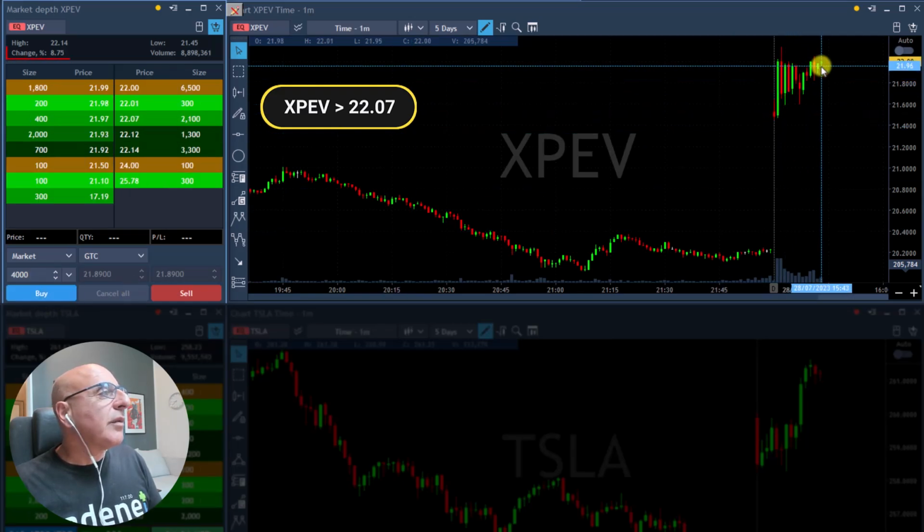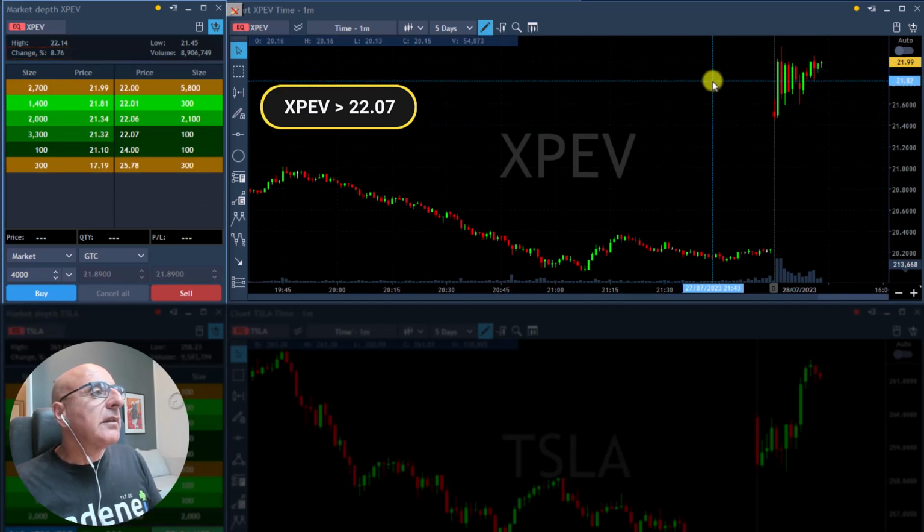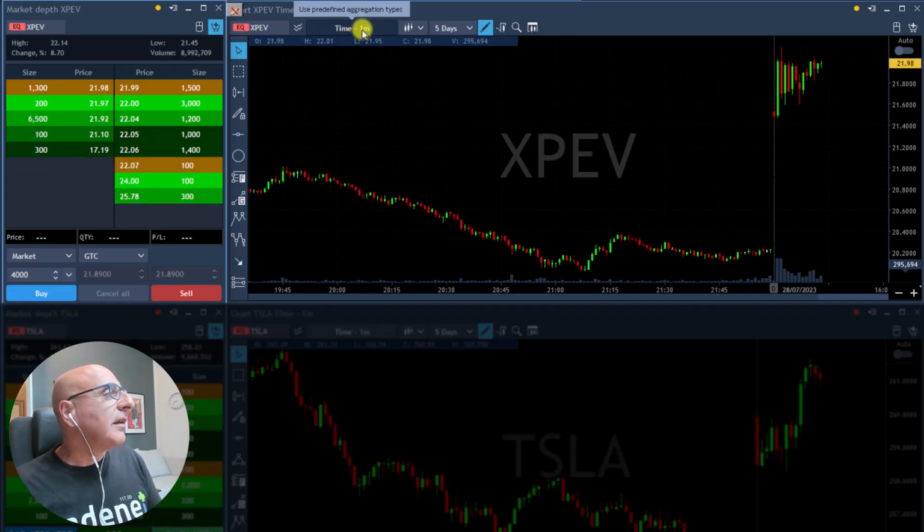XPEV is kind of going sideways here, but it's up 8%, almost 9%, and it's holding near the highs. There is a very strong resistance here. That's why I want to see it over 22.07. But what I really like about it is the huge upside momentum on the daily.